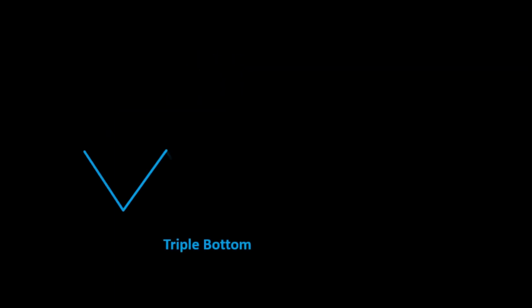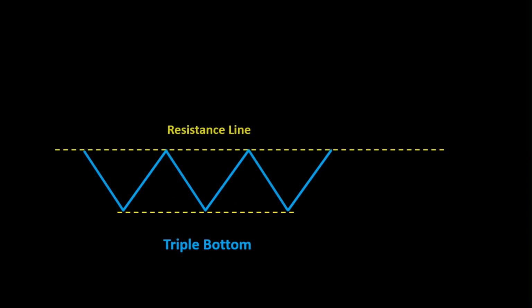Conversely, the triple bottom pattern is similar to the double bottom but consists of three distinct troughs formed at approximately the same price level. A resistance line is drawn by connecting the highs between the troughs. The triple bottom is a bullish reversal pattern that typically forms at the end of a downtrend, signaling a potential shift to an uptrend. When the price breaks above the resistance line, the pattern is confirmed.